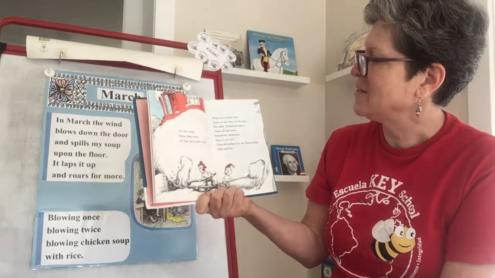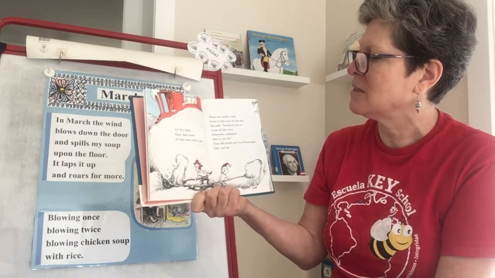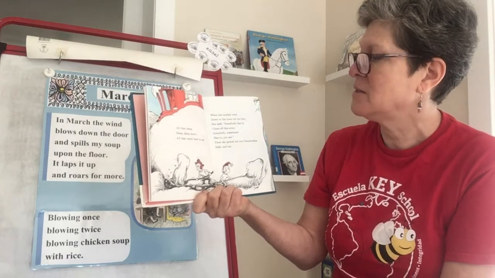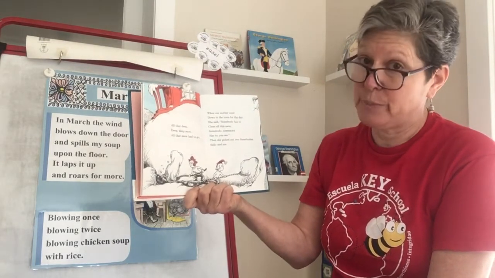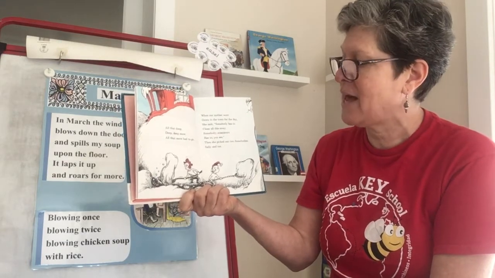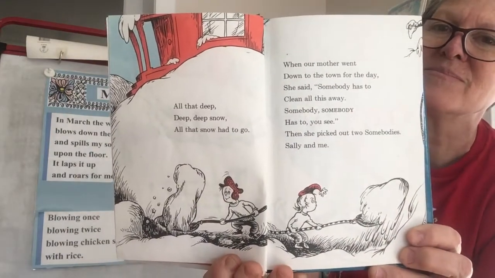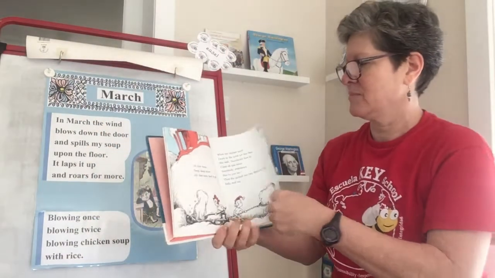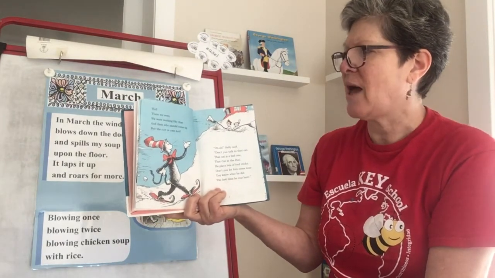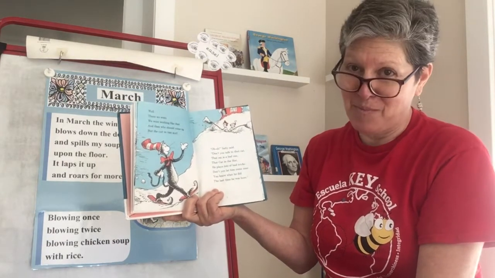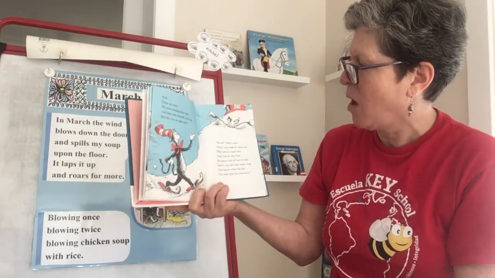When our mother went down to the town for the day, she said somebody has to clean all this away. Somebody has to, you see. Then she picked out two somebodies, Sally and me. Well, there we were. We were working like that, and then who should come up but the cat in the hat? Did you get the rhyme?